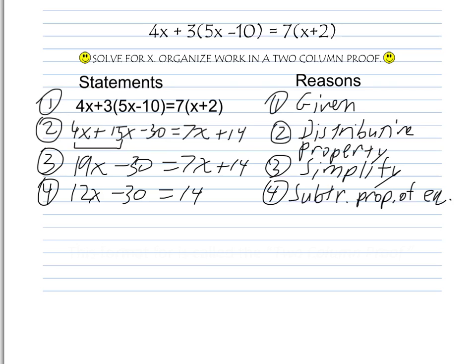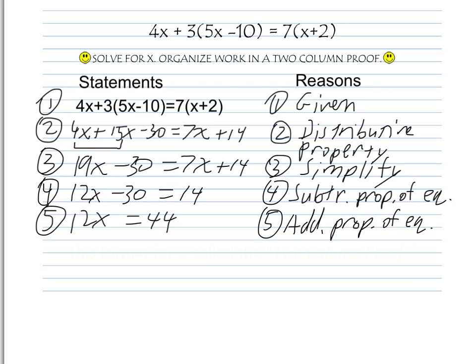The next step is to add the 30 to both sides. So I'm adding equal things to both sides of an equation. That's the addition property of equality. Doing that gives me 12x equals 44. So I'm going to back that up with a reason, which again is the addition property of equality.